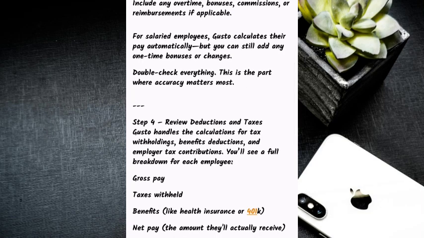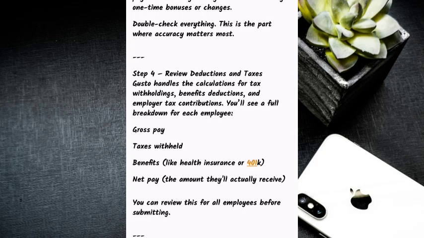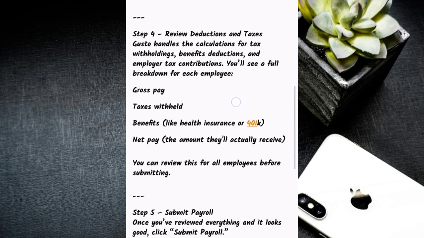Step four is to review deductions and taxes. Now, Gusto handles the calculation for taxes, tax withholdings, benefits deductions, and employer tax contributions. So you're going to see a full breakdown for each employee. There's the gross pay, taxes withheld, benefits like health insurance or 401(k)s and such, and net pay, which is the amount that they'll actually receive. You can view this for all employees before submitting, just to make sure that all the information is accurate.